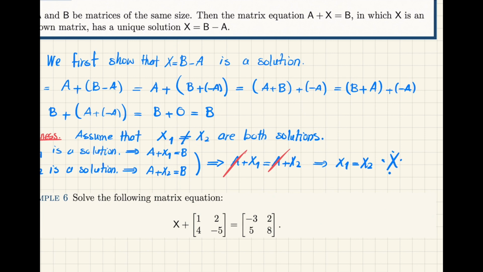So if you assume that there are two distinct solutions, then it gives rise to a contradiction, because on the one hand you have to admit that x1 is not equal to x2, and logically at the same time you have to admit that x1 is equal to x2. Okay?